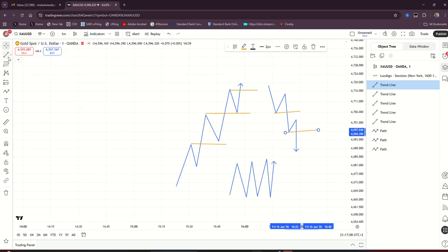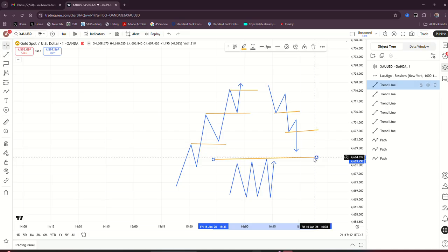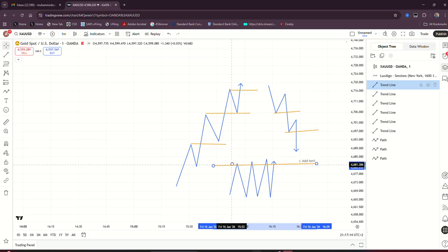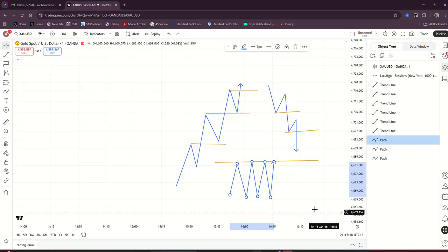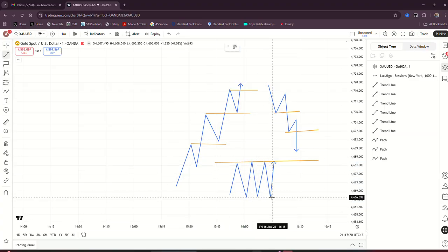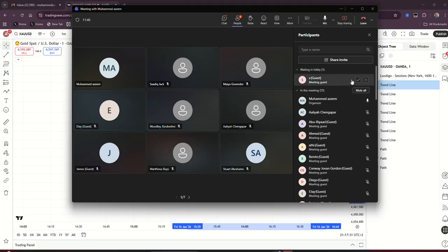And I told you guys that this here is called a resistance. The market's struggling to break this. That's your resistance, and that's your support. So this is usually between two ranges where the market is. Before the market can pick a direction, it has to go through this.